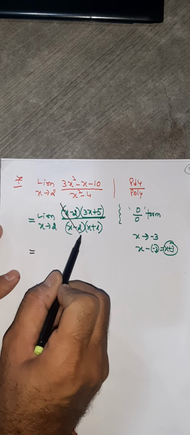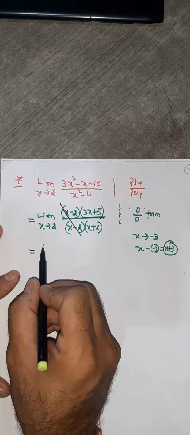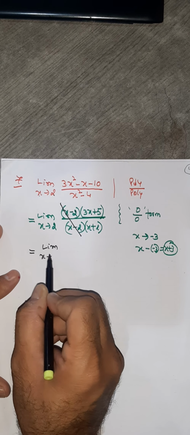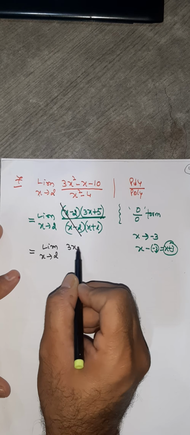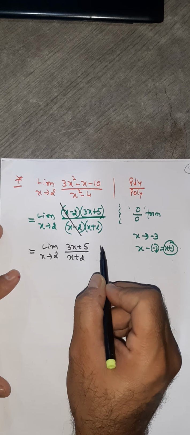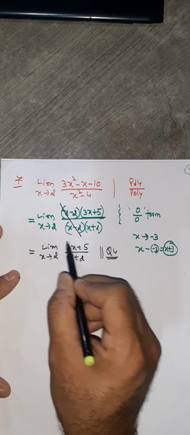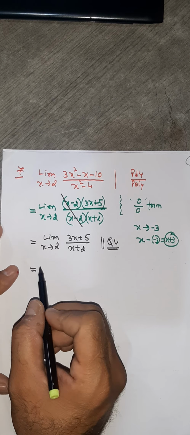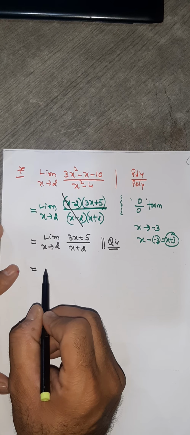Now this will get cancelled. We are left with this much. Let's try it one more step. So we are left with this, 3x plus 5 upon x plus 2. Now this is like question number 4. The fourth question jaisa ho gaya. Apply the limit now. Again you should see that there should not be 0 by 0 form.